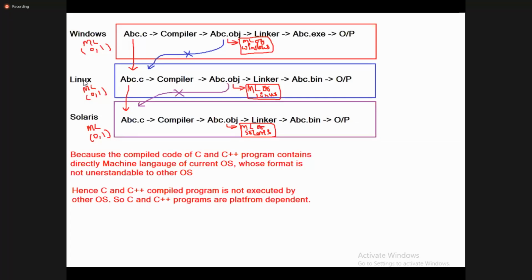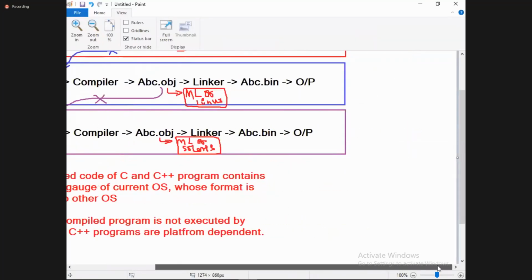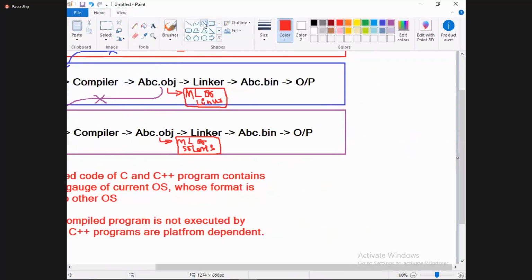Linux operating system's native language is also machine language only, but Windows machine language is not understandable to Linux, and Linux machine language is not understandable to Windows. Every operating system's machine language is different. Sir, how is it possible? Every language is different.